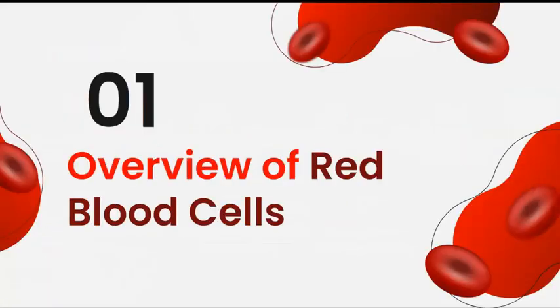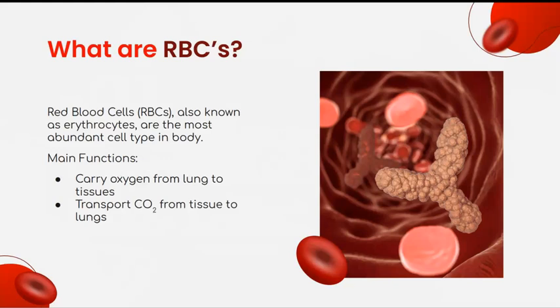So, section 1, overview of red blood cells. Red blood cells, or erythrocytes, are the most abundant cell type in the blood. Their main job is to transport oxygen from lungs to tissues and return carbon dioxide from tissues to the lungs for exhalation. They achieve this by packing themselves with hemoglobin and an enzyme called carbonic anhydrase, which helps convert CO2 into a more soluble form, bicarbonate, for transport.